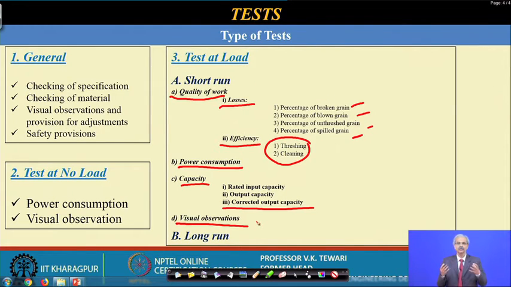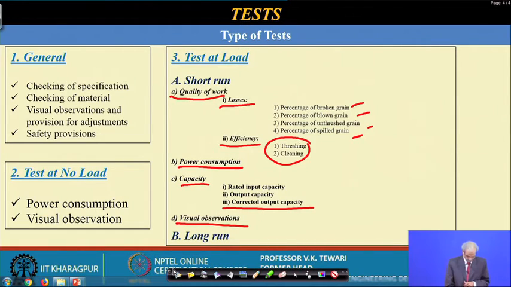If you are alert, you should be able to see everything: how the grain is coming and how the straw is moving, or how smoothly the material goes when it is fed, and all that. These are some of the things which you look at, and the safety aspects given in the design, whether they are effective or not. Visual observations are important, which we do in the short run, and they give some idea about the whole machine. After that, we should go for rigorous testing, what we call long run tests. So, that is very important.